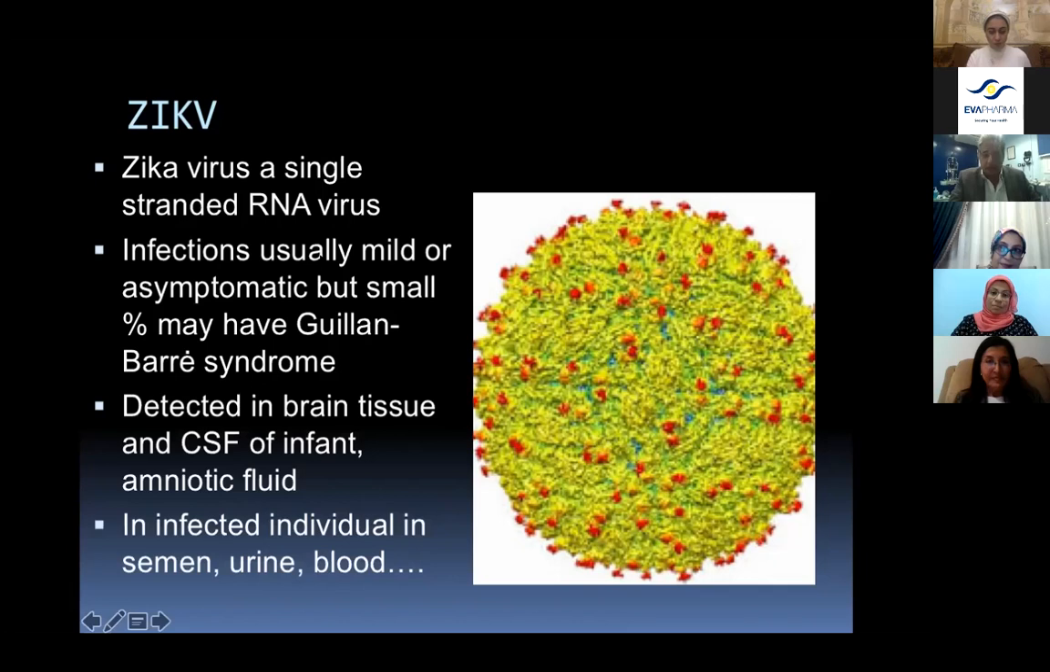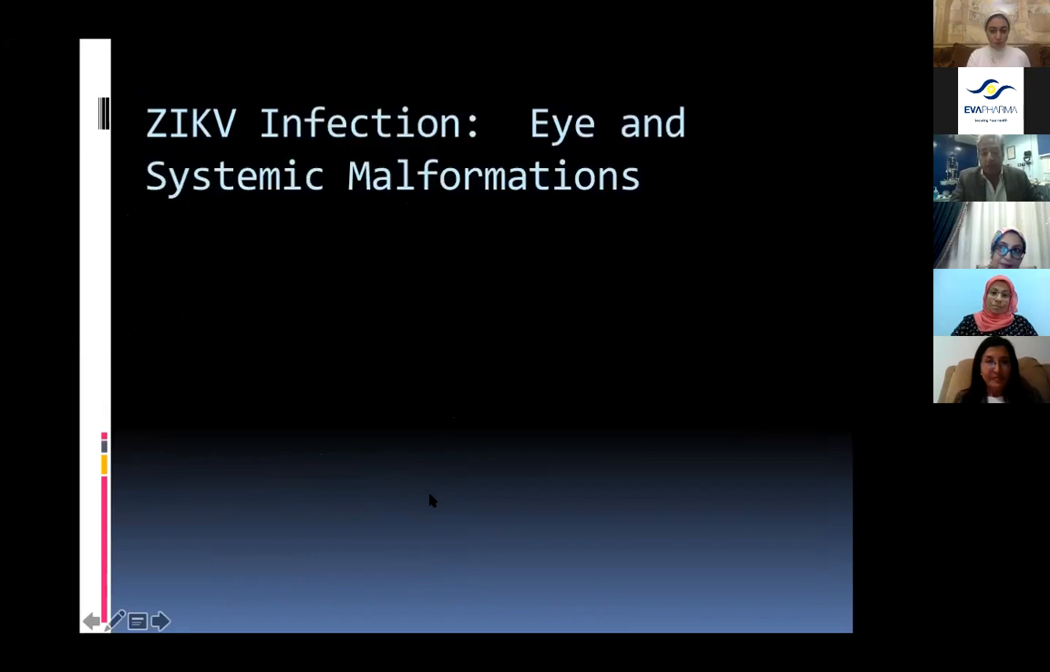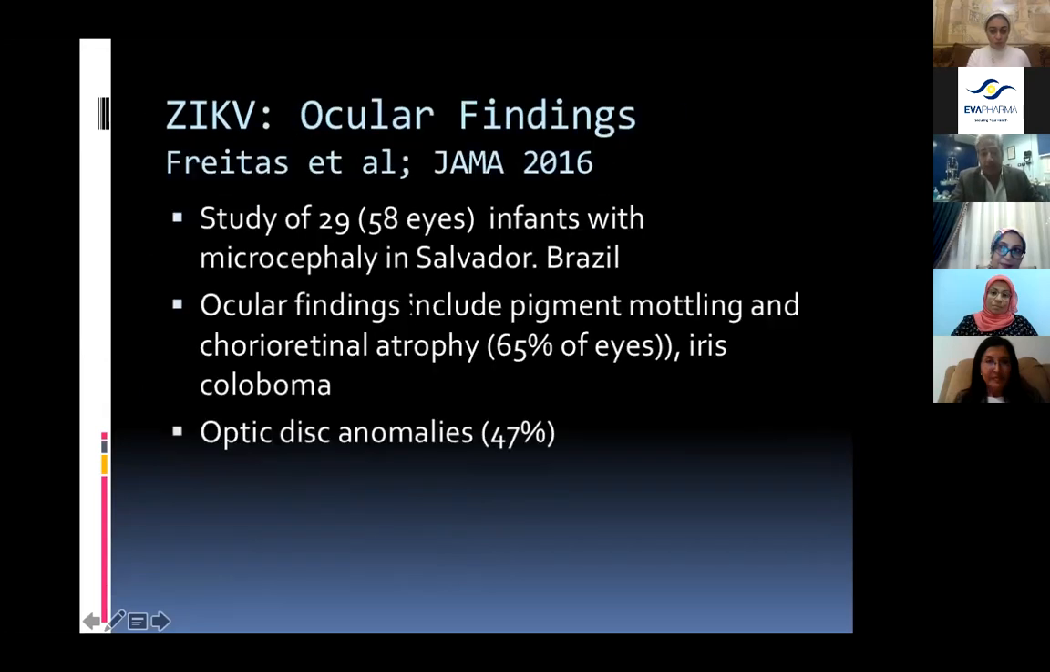The infection is usually mild or asymptomatic, and it can be detected in brain tissue and CSF of the infant, and amniotic fluid and the other fluids of the individuals. It is a neurotropic virus affecting progenitor cells of the fetus, and it is characterized by brain anomalies, intracranial calcification, migrational disorders, CNS pathology, and it is diagnosed on a PCR level and IgM, or other causes of the brain anomalies.